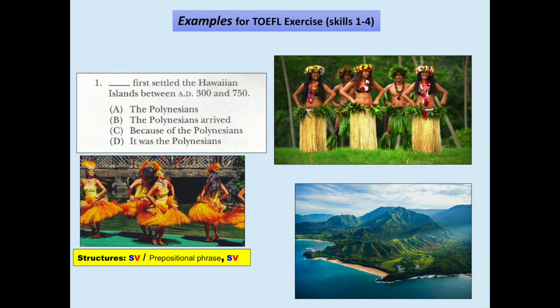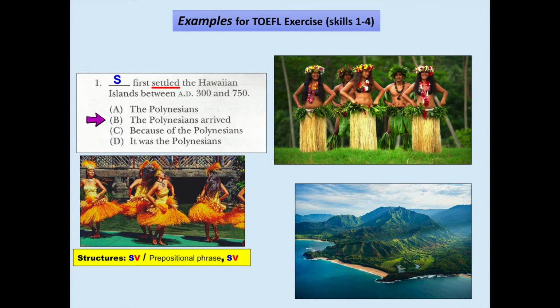Let's look at number 1. The first thing you should do is identify the subjects and verbs and find out what is missing. In this sentence, we have a verb, settled, but there is no subject in front of it. So we know we're missing a subject. So now let's look at the answers to eliminate the obviously wrong answers.